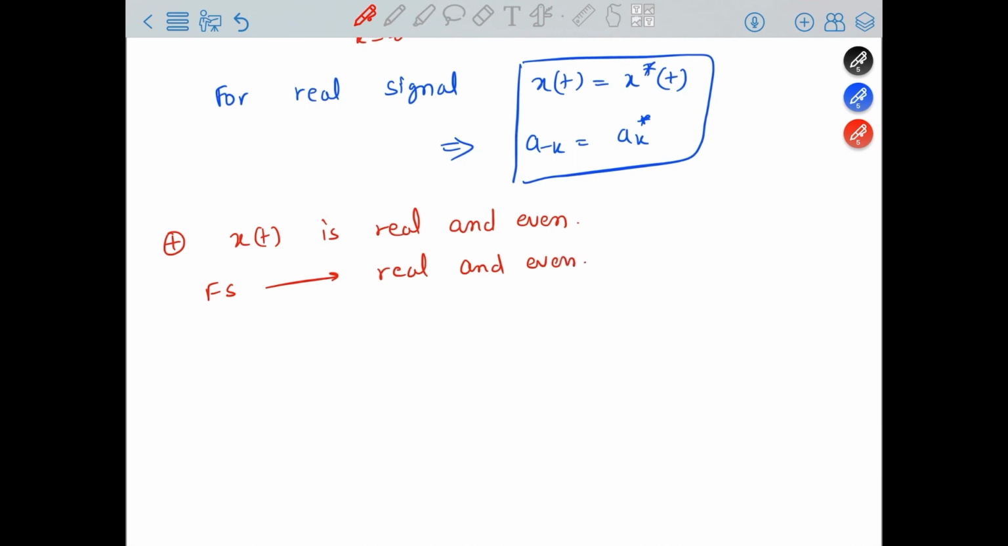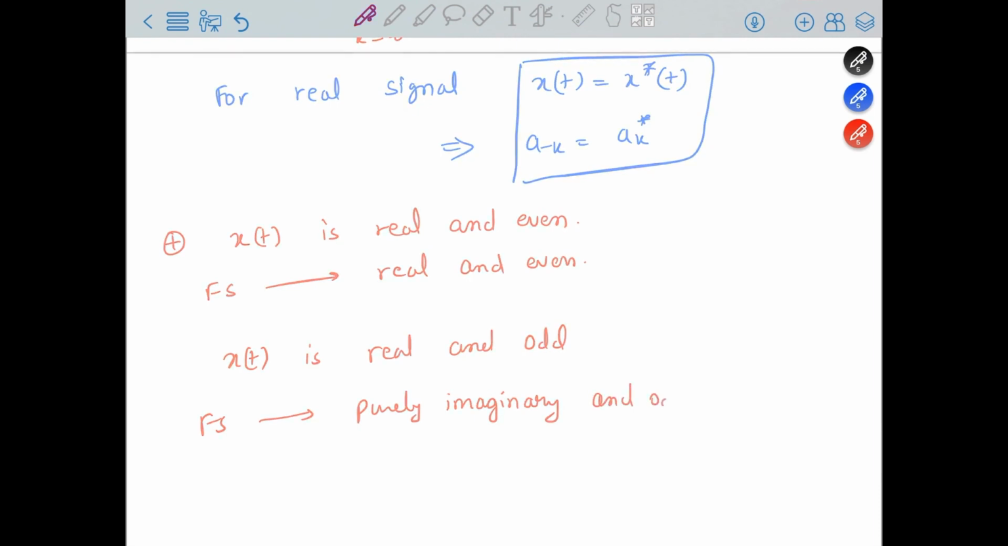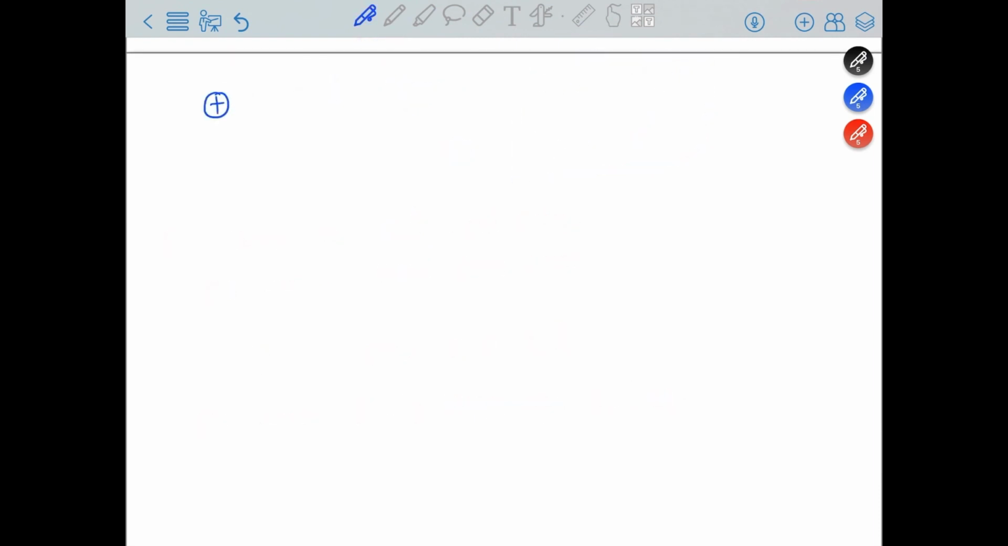You can directly get the notion, because we already discussed the conjugate symmetry operation and time reversal operation. So, from there you can get the idea that if x(t) is real and even, the Fourier series will also be real and even, and if x(t) is real and odd, the Fourier series will be purely imaginary and odd. So, next we will discuss the Parseval's relation.